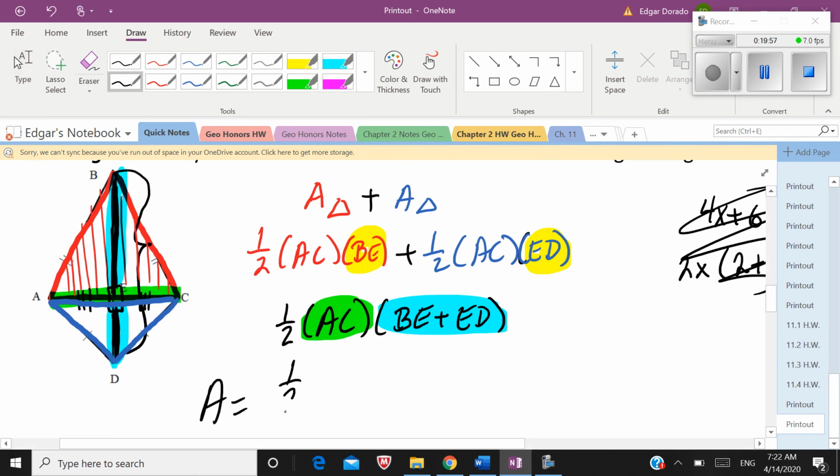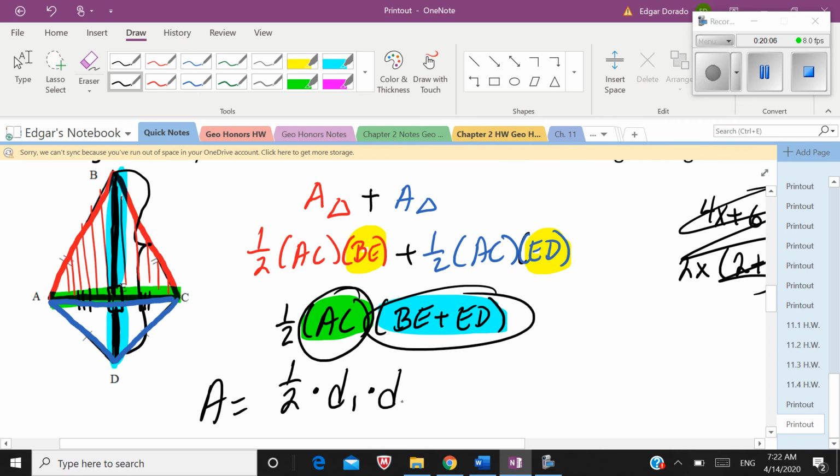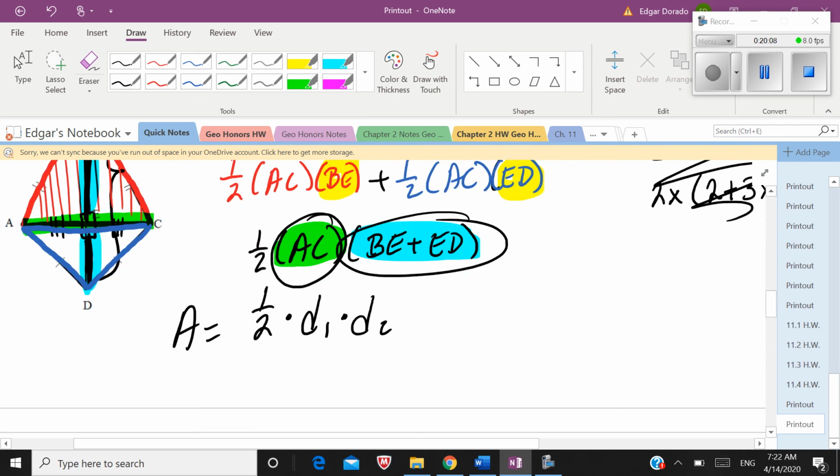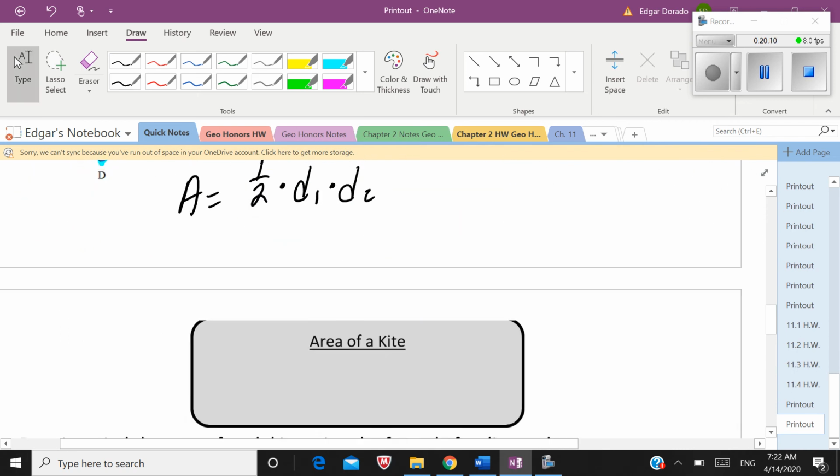Ready? 1/2 the first diagonal, so 1/2 times diagonal number 1 times the second diagonal, diagonal number 2. Okay, so right down here, guys, let's go ahead and write down our formula. Area equals 1/2 diagonal number 1 times diagonal number 2. That is our formula for the area of a kite.